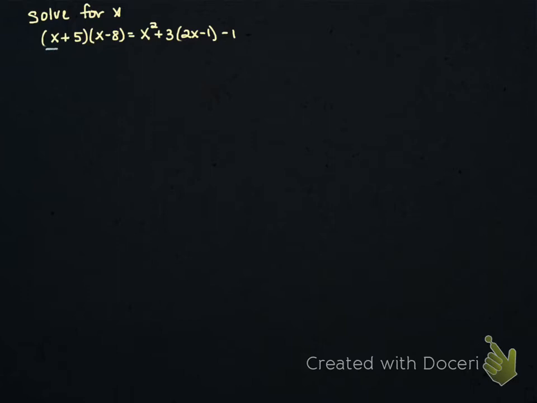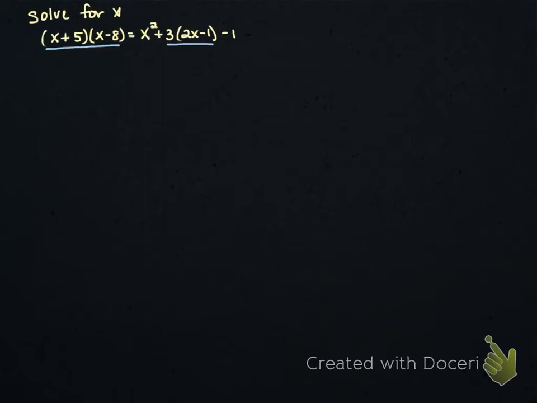We need to distribute the quantity x plus 5 times the quantity x minus 8, and we also need to distribute this 3 times 2x minus 1. We can use generic rectangles to help us with this distribution. Think of it as taking the product of a rectangle and turning it into the sum of the areas of the rectangle.